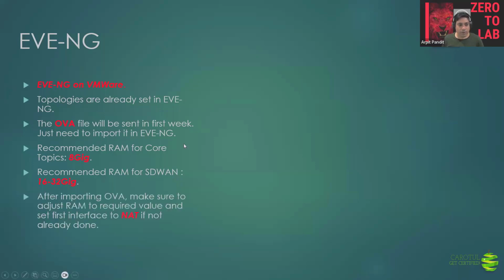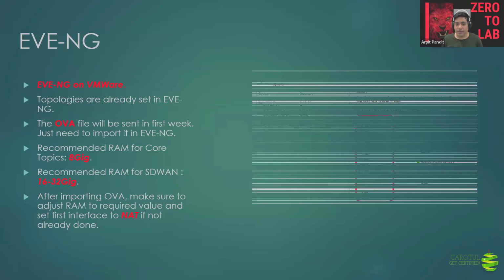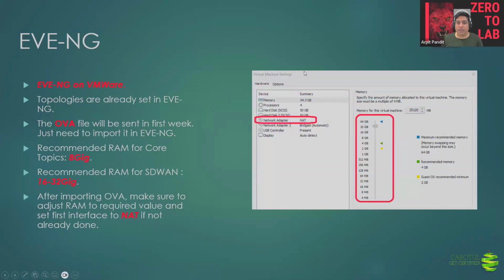So once you import the OVA, make sure that you adjust the RAM according to your requirement, and the network interface should be set to network address translation, so that you have a smooth experience using EVE-NG. So actually in the VMware settings, you can see that the network adapter should be set to NAT, and the RAM or memory should be set to whatever level you like, right?